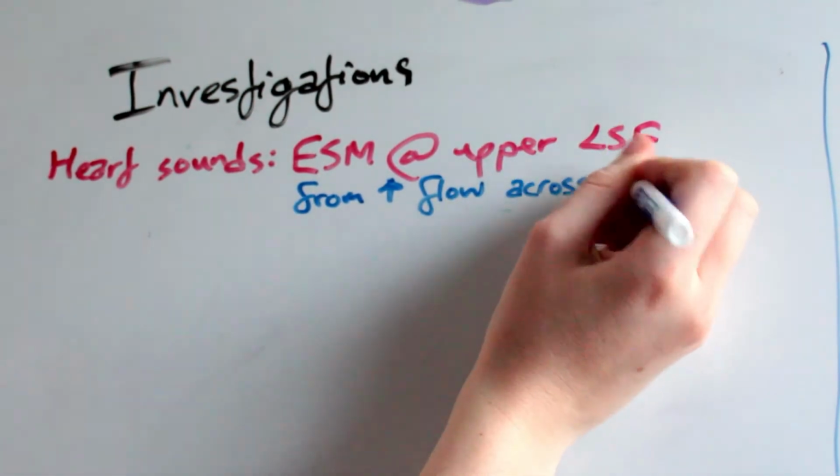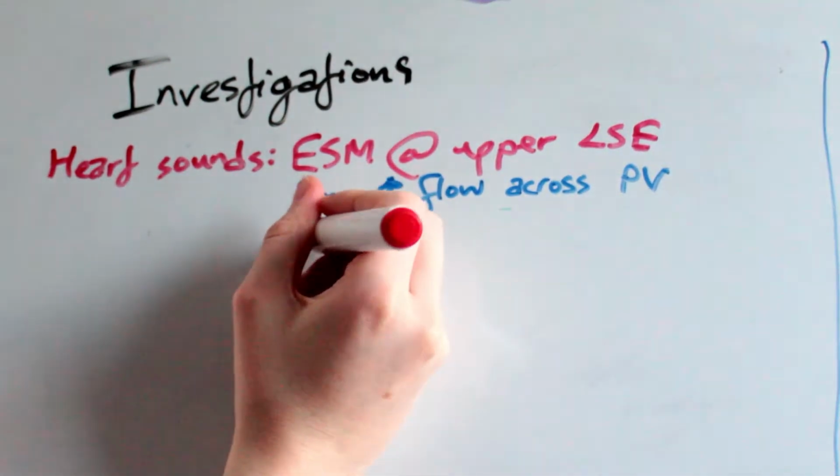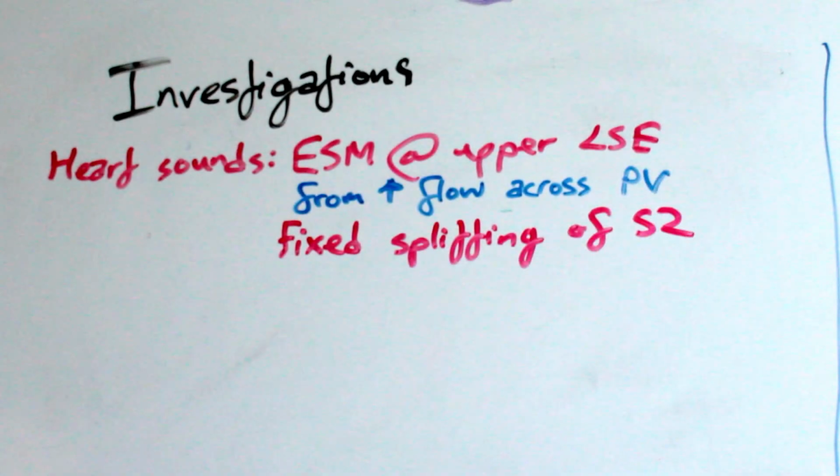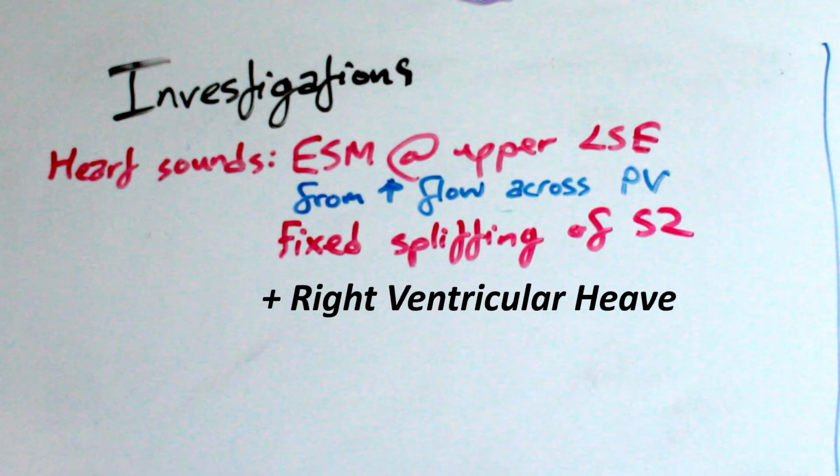On investigation, heart sounds will include an ejection systolic murmur at the upper left sternal edge, created by the increased blood flow across the pulmonary valve. There is also fixed splitting of the second heart sound, which we'll talk about in a moment, and a right ventricular heave can often be felt.